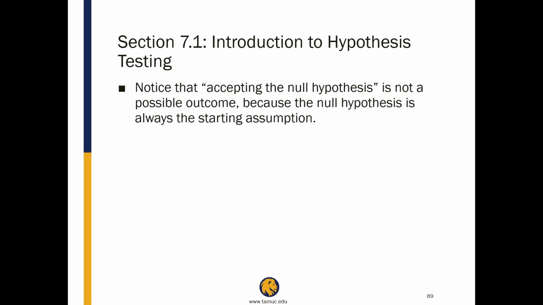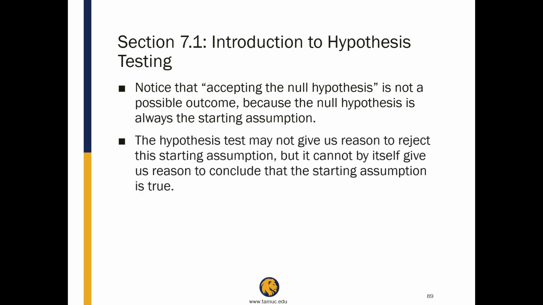Notice that accepting the null hypothesis is not one of the possible outcomes, because we always start with the null hypothesis as a starting assumption. So we're either going to reject it or not reject it, depending on if we have evidence for the alternative hypothesis. So the hypothesis test may give us reason to reject the starting assumption, but it cannot by itself give us reason to conclude that the starting assumption is true ultimately. That's why we're trying to start with something and then work our way to see if we have evidence against it or not against it.